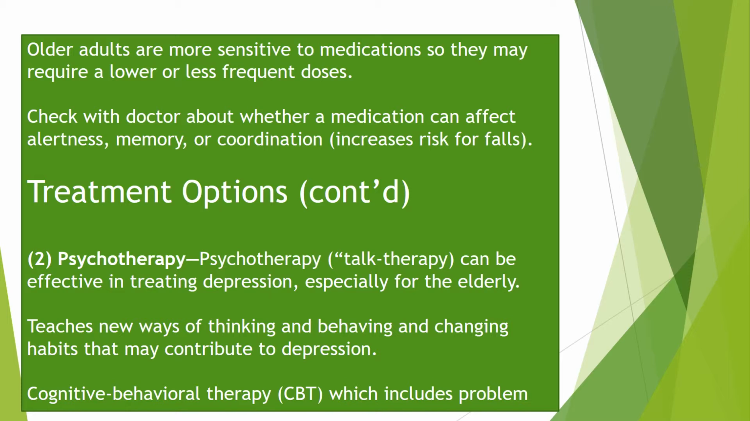Another treatment option for depression is called psychotherapy, which is our talk therapy. Psychotherapy helps by teaching an individual new ways of thinking and behaving and changing the habits that may contribute to the depression. Research shows that cognitive behavioral therapy, or CBT, including a version called problem-solving therapy, may be an especially useful type of psychotherapy for treating older adults and improving their quality of life.